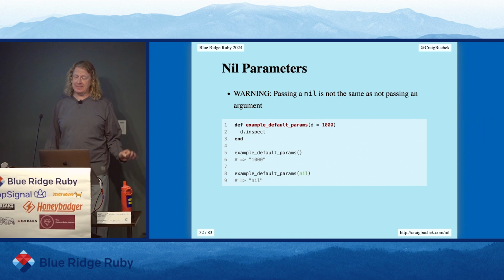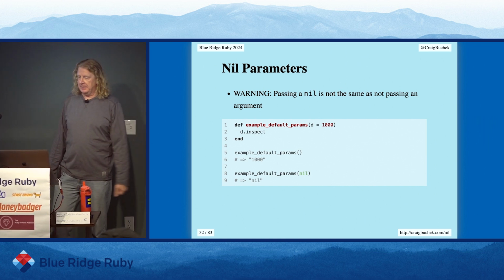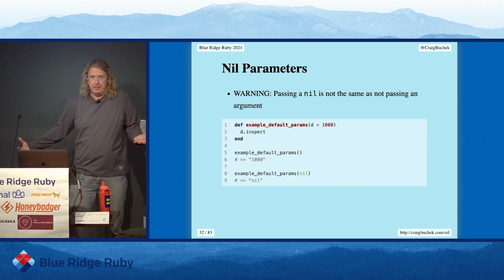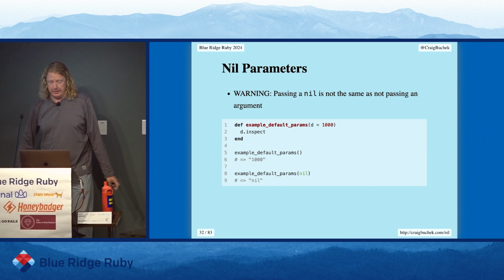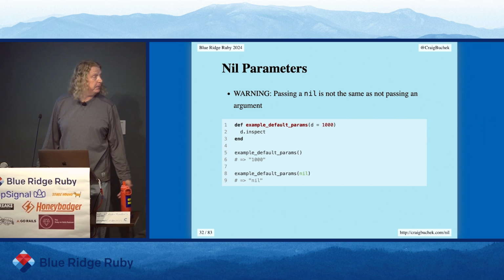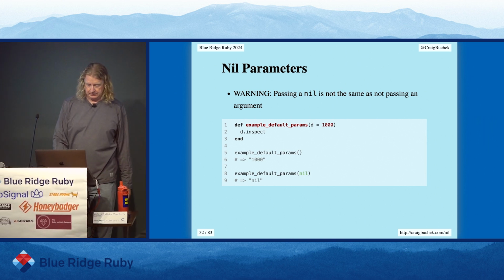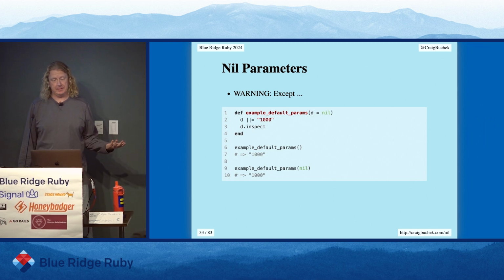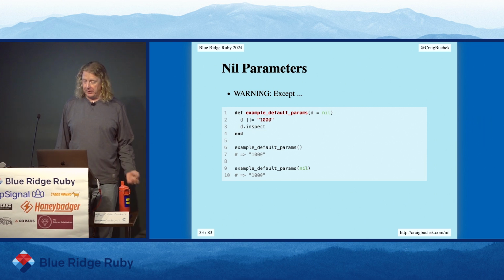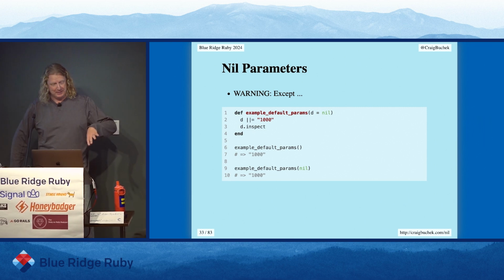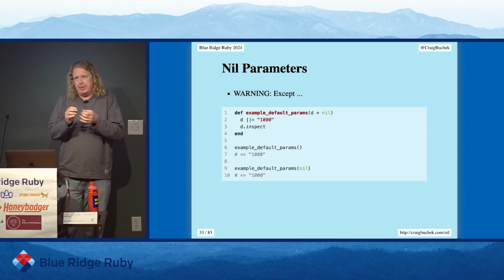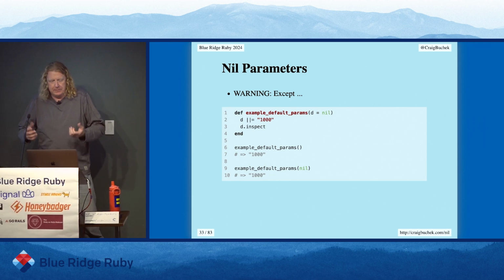Passing nil is not the same as not passing an argument, though. So nil isn't actually special here. It's just a valid value for the parameter. So here D does not get assigned the default value. However, we tend to use this idiom a lot. In this case, passing nil does have the same result as not supplying the argument. Hopefully you can see the difference there. It's because D was nil by default, and if we pass nil, it's going to use that same thing.